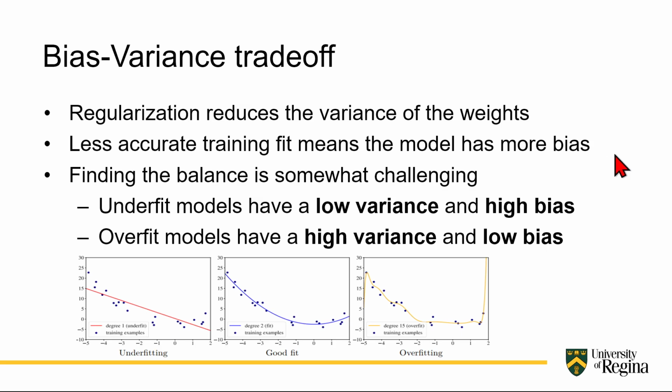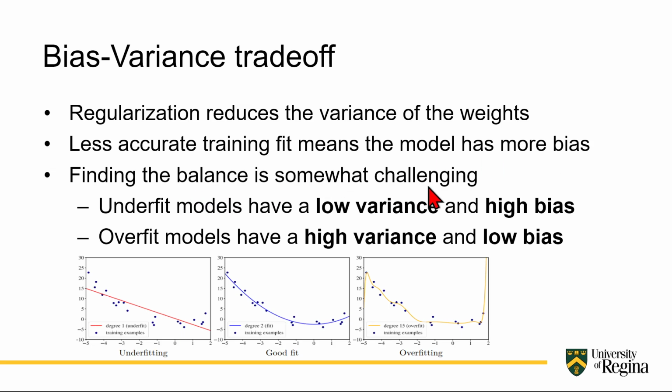Sometimes overfitting and underfitting are talked about as the bias-variance trade-off. Regularization reduces the variance of the weights, right? Because it adds the penalty. So if the variance of the weights is too much, it tries to control them. The less accurate the training, it also means that the model has more bias. It's biased towards specific things, and it hasn't fit the model very well.